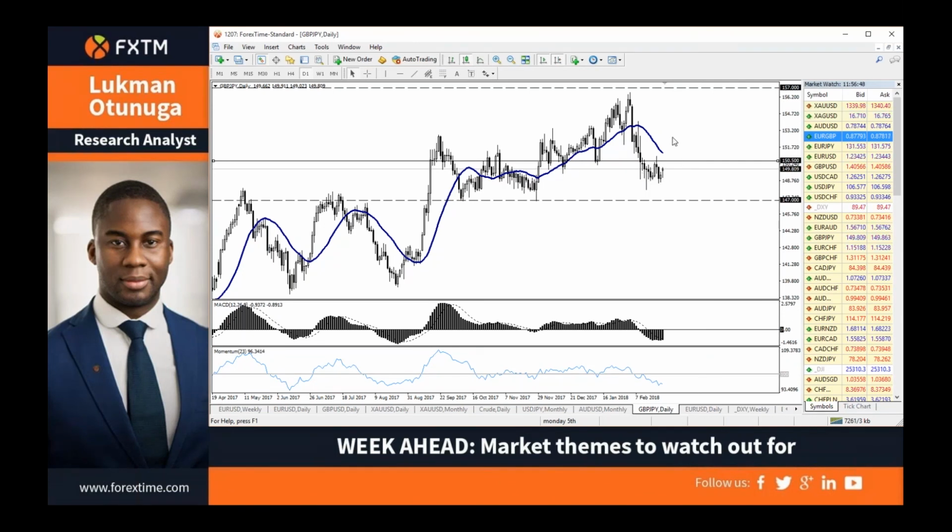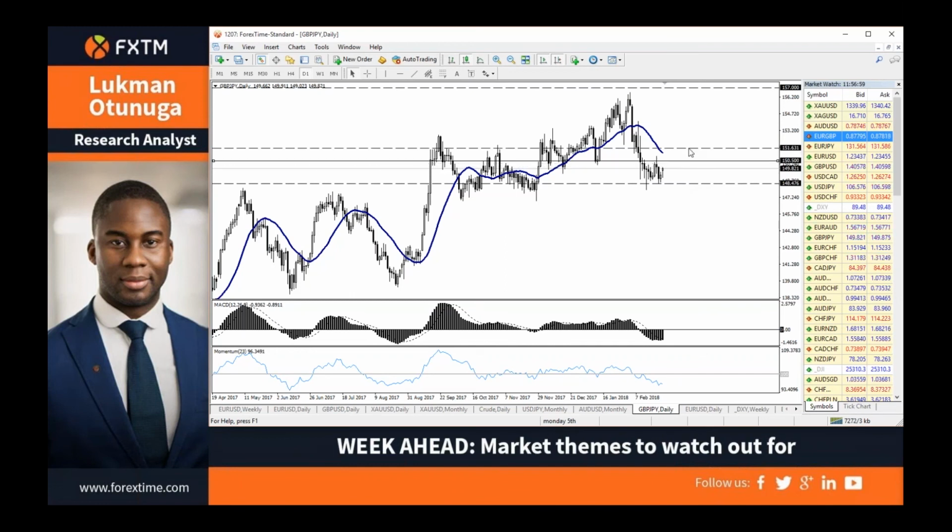If this resistance holds, this could be the creation of a new lower high, which encourages a decline back towards the 148.50 regions. Alternatively, though, a breakout above 150.50 could encourage an incline to 151.50.